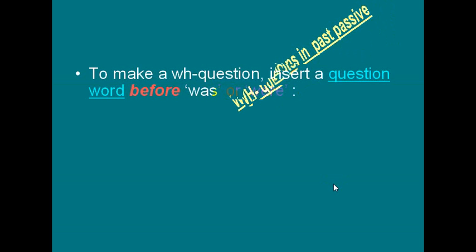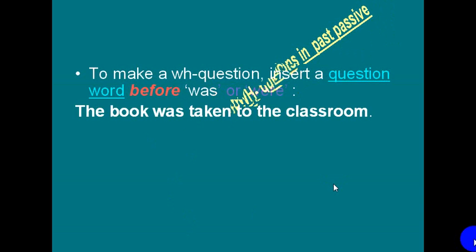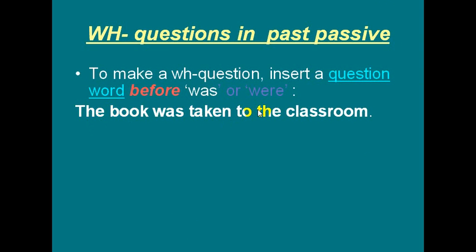To make a WH question, insert a question word before was or were. Let us go through the example. The book was taken to the classroom. Yeah, this is a passive sentence. I want to make a yes no question first to make it easy for me making a WH question. So once again, let us remember, what should I do to make a yes no question out of this sentence?